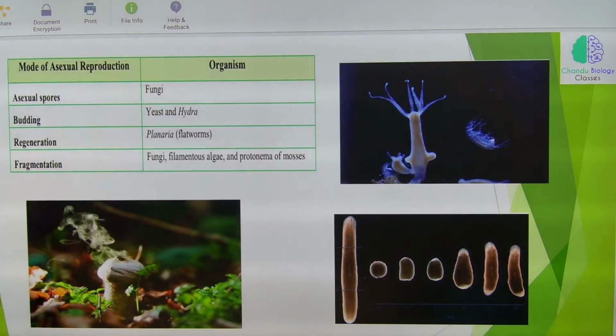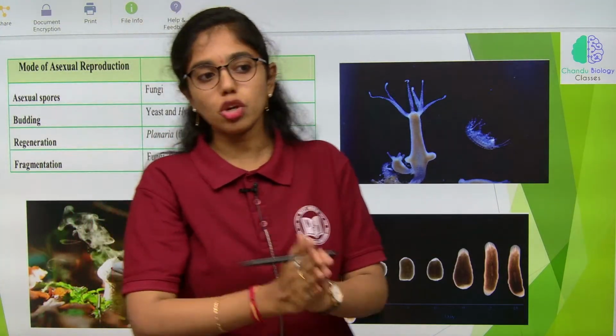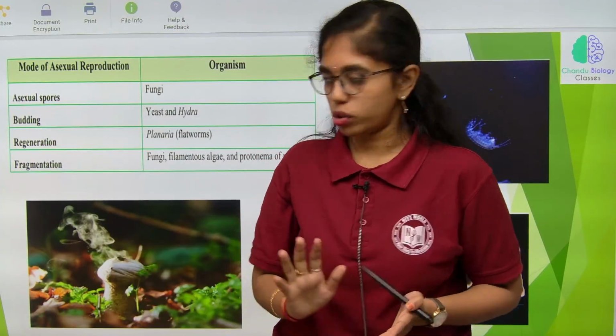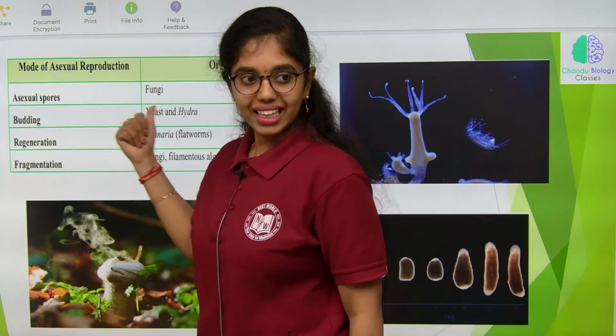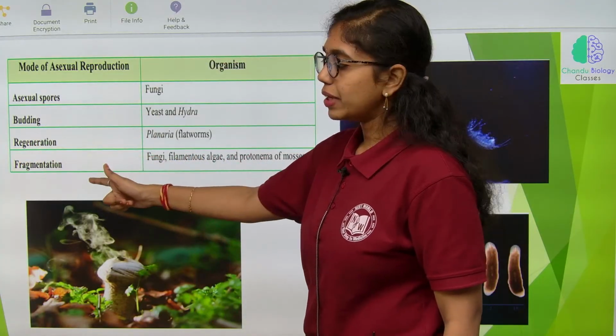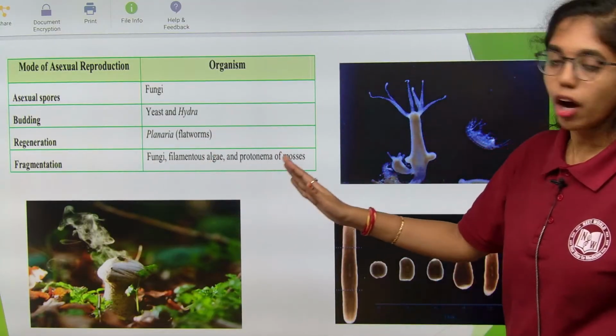So here we see the mode of asexual reproduction and the organism. Asexual spores are seen in fungi. We have looked into all the types of asexual spores, of which the exogenously released asexual spore is conidia from conidiophores. Budding in yeast and hydra, regeneration in planaria, fragmentation in fungi, filamentous algae and protonema of mosses.